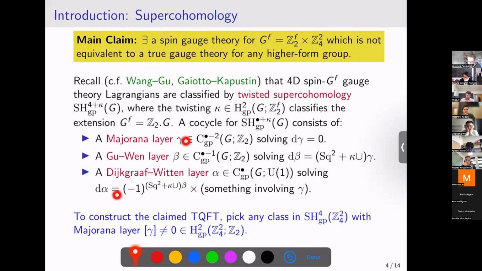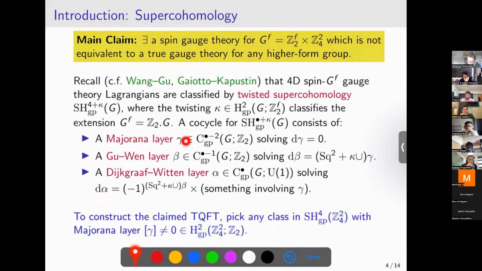But I modify the equation. I actually don't demand that the Dijkgraaf-Witten Lagrangian be a cocycle. Rather, I demand that its differential be something explicit in terms of the lower layers. And then the next layer below the Dijkgraaf-Witten layer is what Gu and Wen had studied in their paper that I think was actually the first paper to use the word supercohomology.